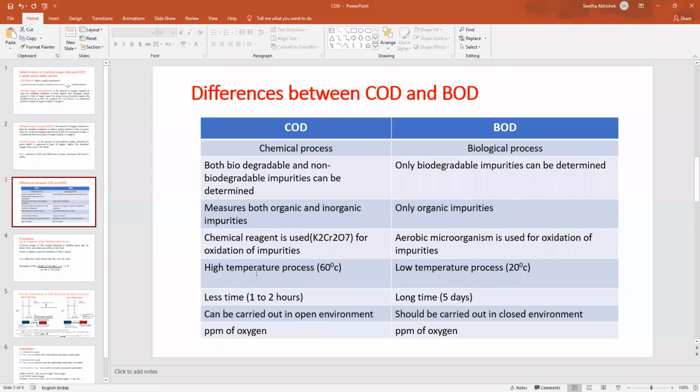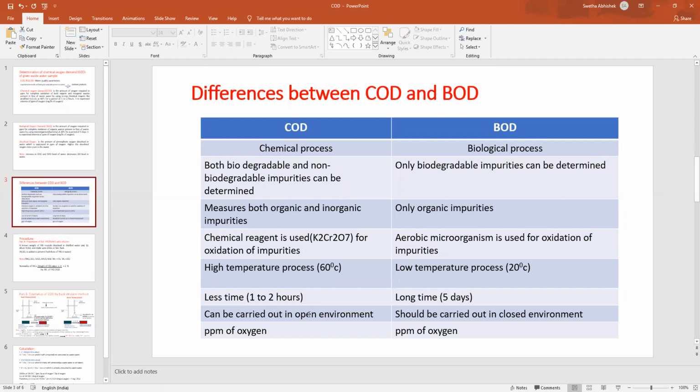I have also given some more differences. You just go through it, this is for your reference. But remember, both COD and BOD are calculated in terms of ppm of oxygen. Why is COD more convenient to perform when compared to BOD? COD requires less time, as it can be completed in 1 to 2 hours, but BOD requires a long time, a minimum of 5 days.